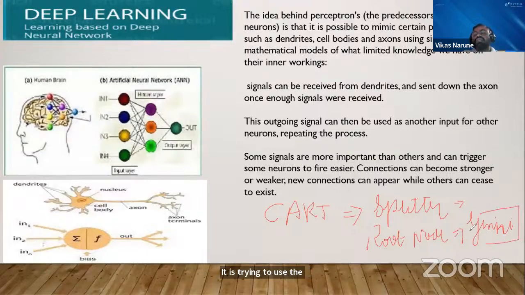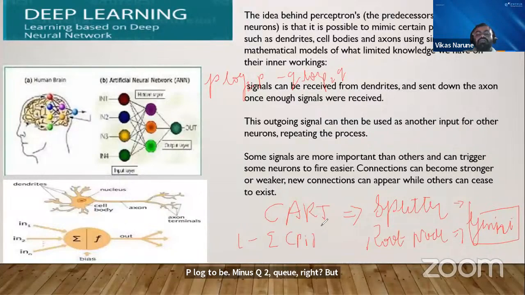It is trying to use the Gini impurity. Now, obviously, why Gini? So you try to understand the entropy formula. Entropy formula is, guys, this way: P log 2 P minus Q log 2 Q. But the Gini impurity is very simple, like this way: summation of P square.